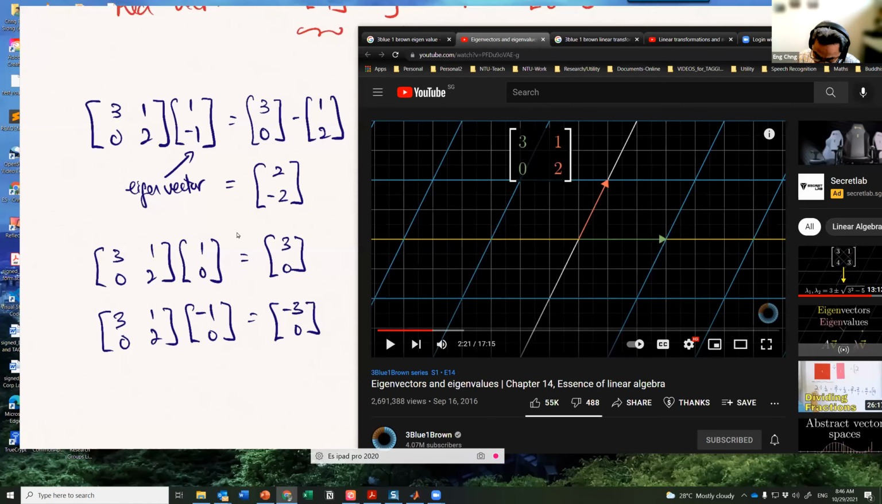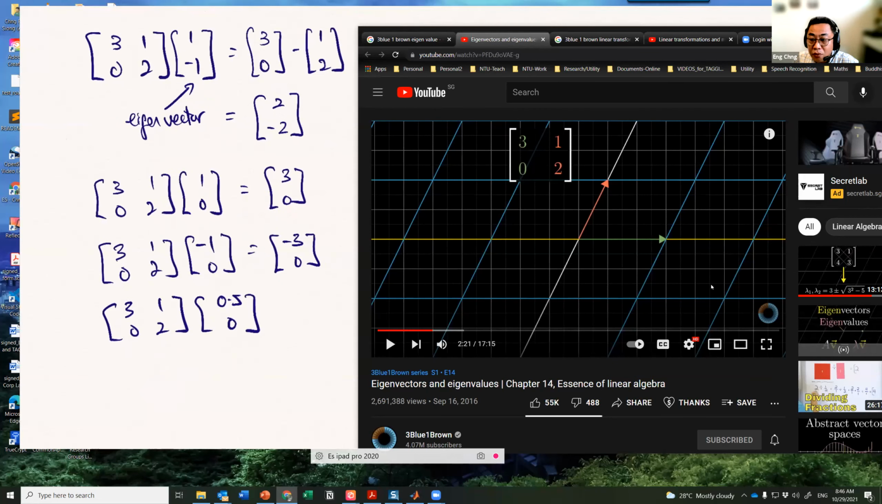What about this guy? So I'm giving half the unit length. And then the answer is 1.5, 0. Still pointing to the same direction. So all these guys are eigenvectors. Of course they are just pointing to the same direction, and typically we want norm 1. So you either give me this guy or this guy is fine. It doesn't matter which direction you point, as long as unit length.